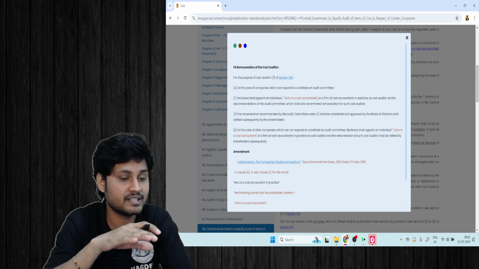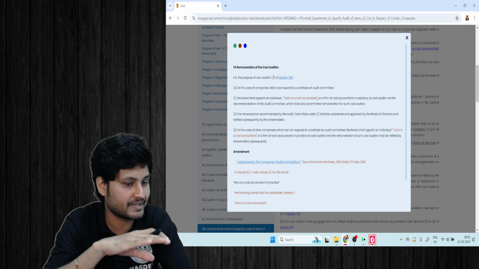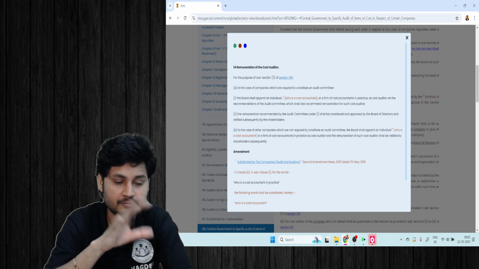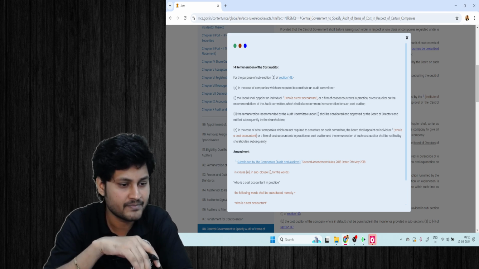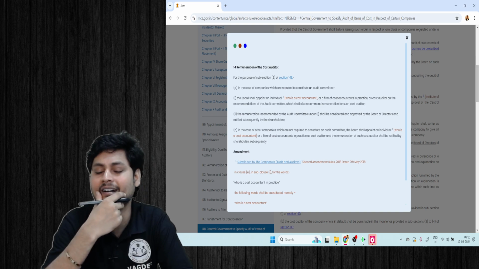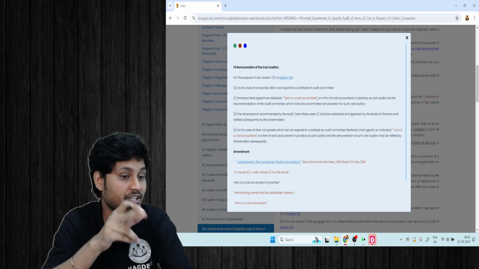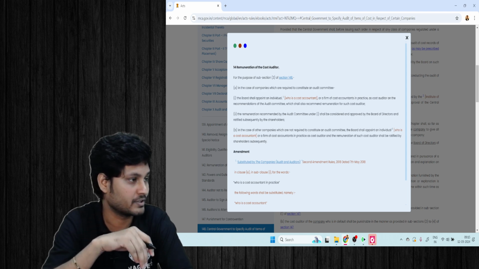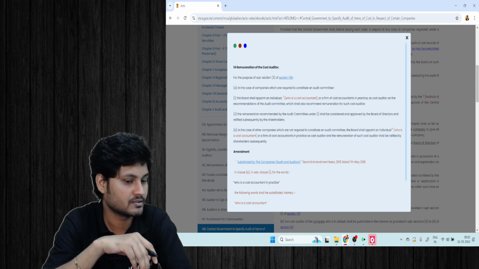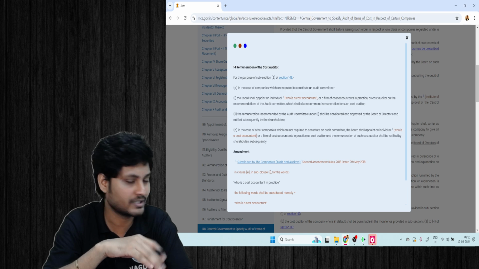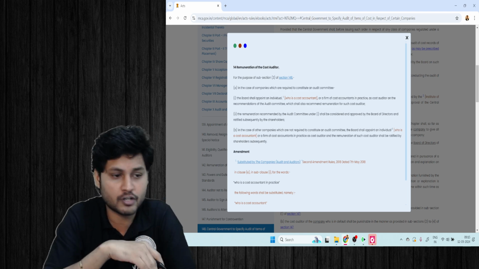For this remuneration, we have section number 142 separately, so we'll study the remuneration part there itself. Also, I guess it is better to write here itself because there is some rule. Remuneration of the cost auditor, rule number 14. So it is better to write here itself. Let me read the remuneration part of the cost auditor.